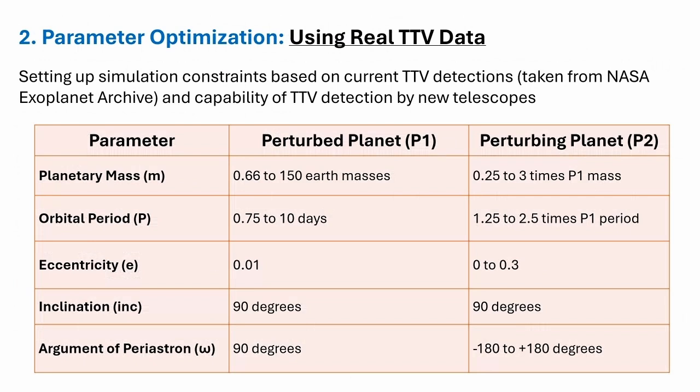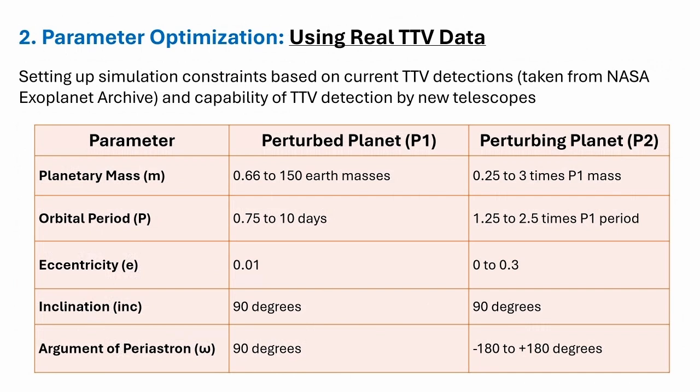Second, parameter optimization. This is really important because we want our bounds when creating n-body simulations to be realistic and match with real data. So to do this, I set up constraints based on the current 32 TTV detections taken from the NASA Exoplanet Archive. Based on this, I was able to create ranges for the planetary mass, orbital period, eccentricity, inclination, and argument of periastron, which I fed into my n-body simulations to make the data realistic.